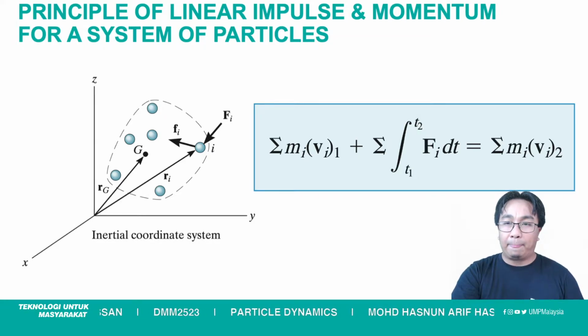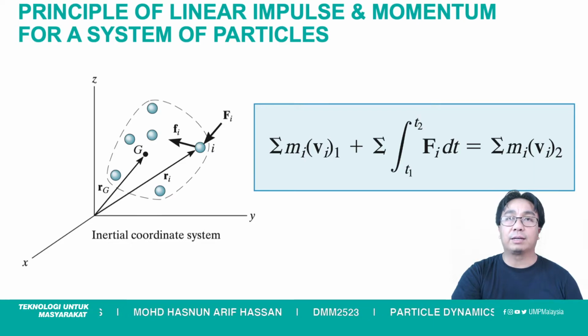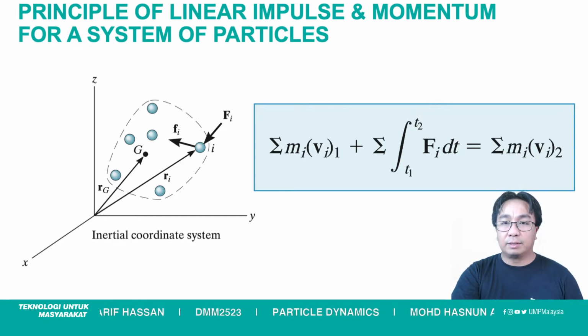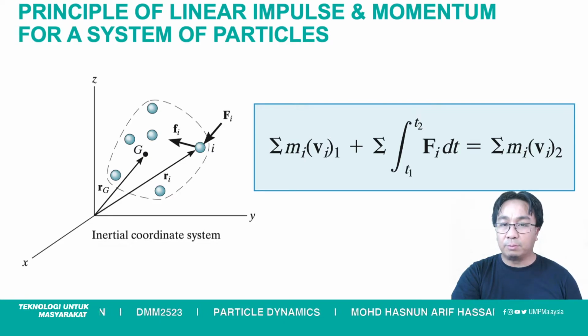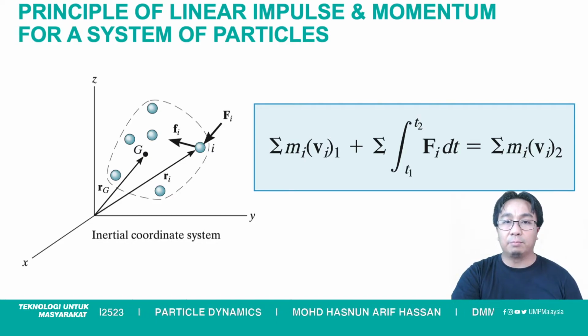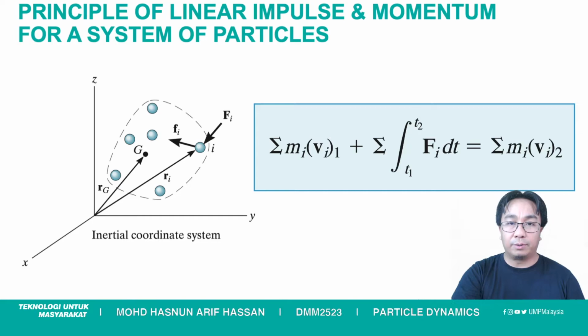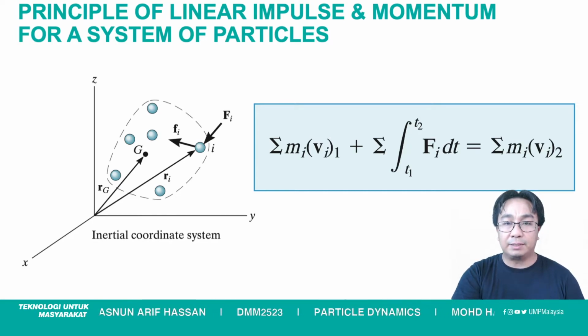So the principle remains the same. The only difference is that you have to calculate the initial momentum, the impulse, and the final momentum for each and every one of the particles in the system. All right, so that is basically it for the principle of impulse and momentum.